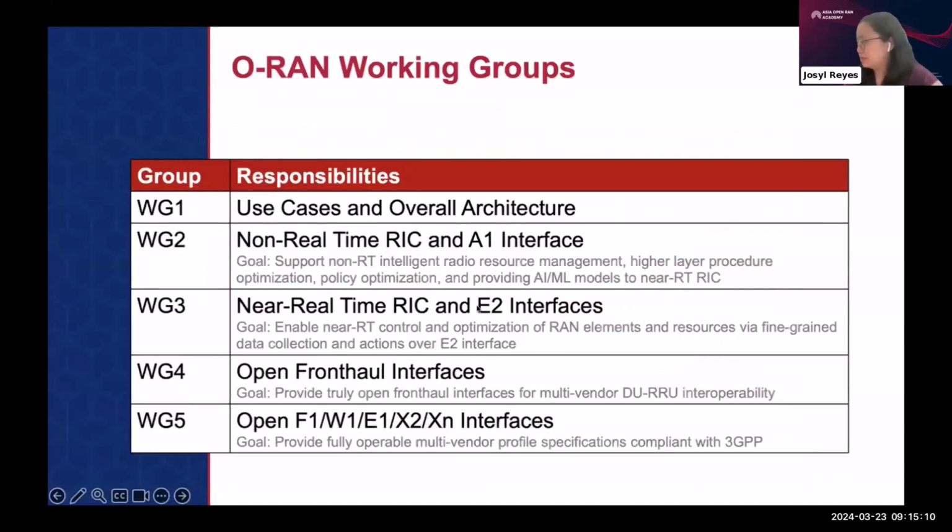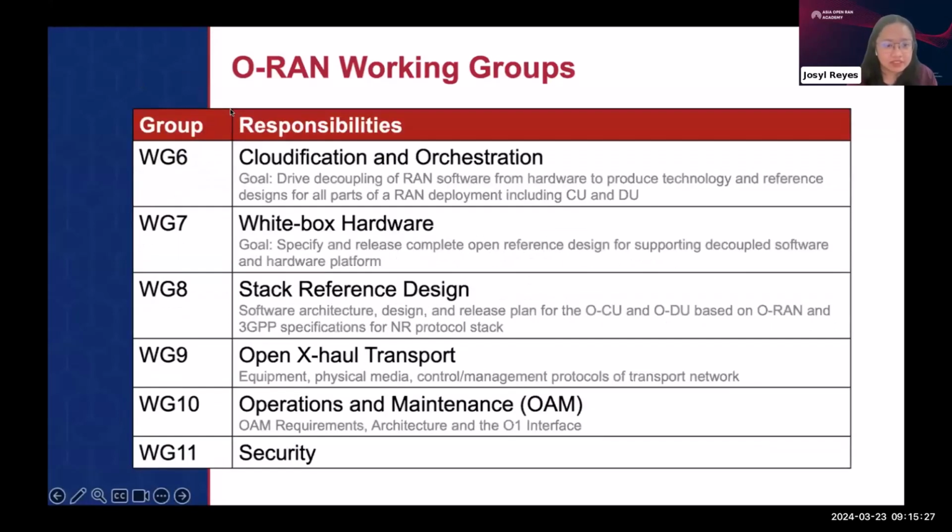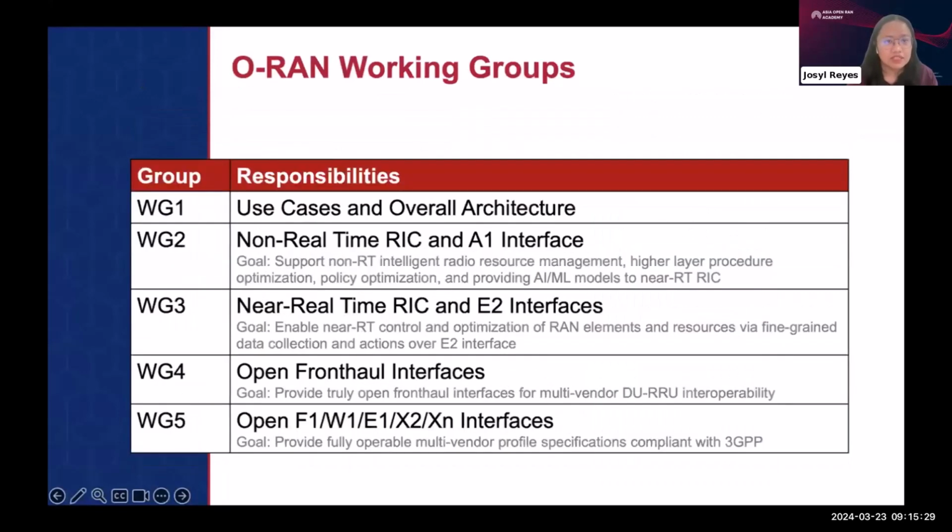Okay, so I think I still have time. So we look at the different working groups. I believe this was also mentioned before and also asked during the Kahoot session. We have the different working groups of the ORAN Alliance. There are 11 as of now. If you look at the first one, the first working group just focuses on the use cases and overall architecture. This working group is a team that looks into the overall responsibility of the ORAN architecture.